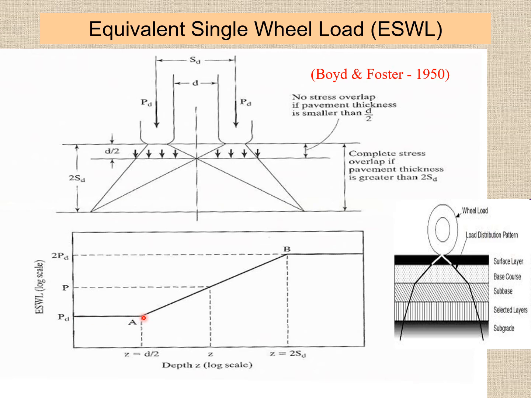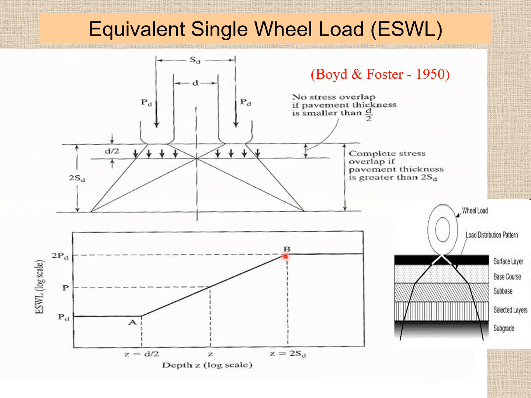So you can mark this point A. And if you consider the depth equal to 2 times S sub D, where you have the complete stress overlap, you can see that this point B is there. This one is 2 times S sub D, and this is 2 PD. That means you have the combined effect of the two wheels, 2 PD. So when you have marked the points A and B on this chart, you can join them like this.